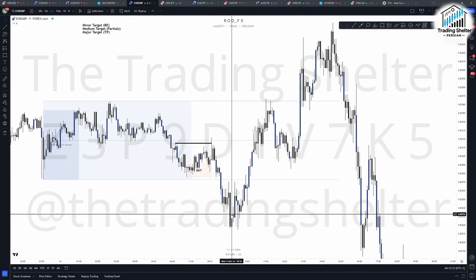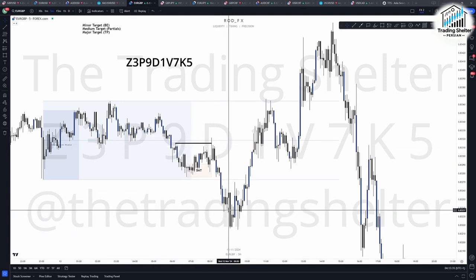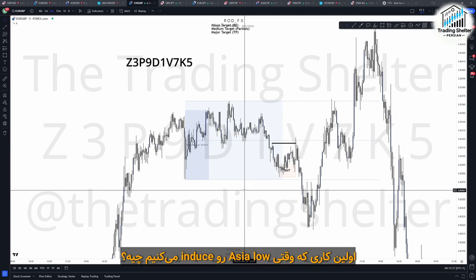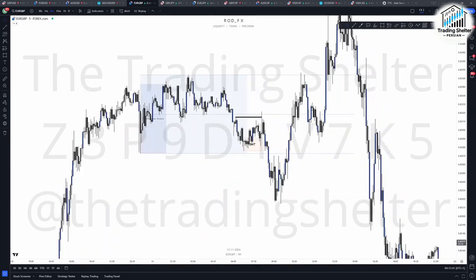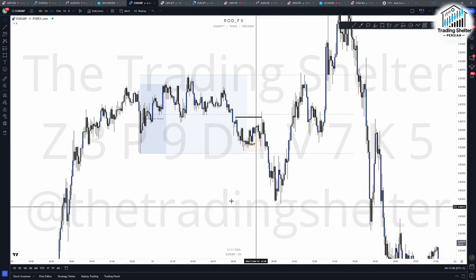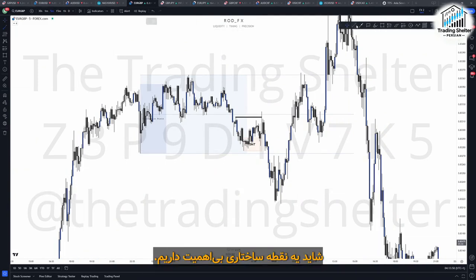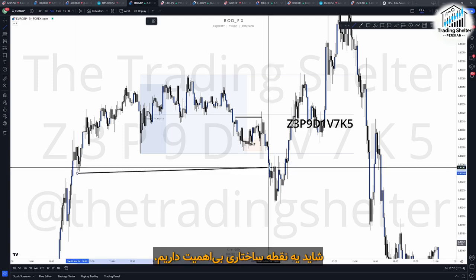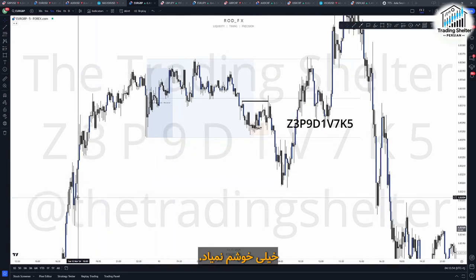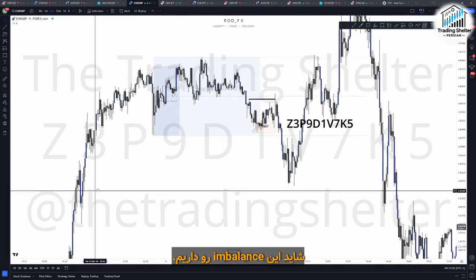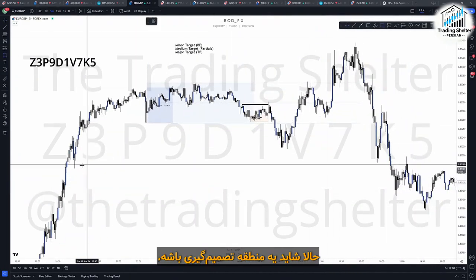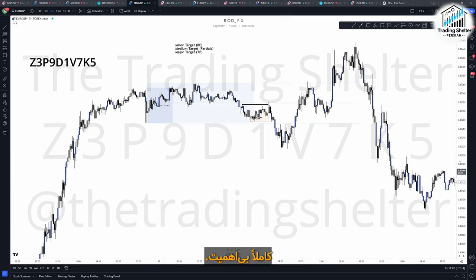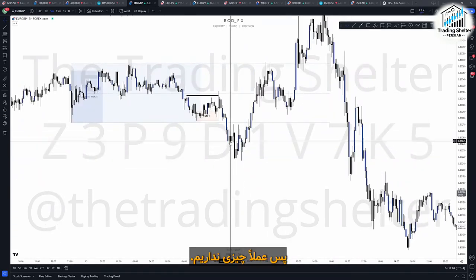Okay. Now, inducing Asia low. What's the first thing we do when we induce Asia low? We look to the left. What do we have on the left, right? Maybe we have this insignificant structural point. I don't really like it. We have maybe this imbalance. It's not filling this imbalance. Now there's maybe this decisional zone, completely insignificant. So we have nothing basically.